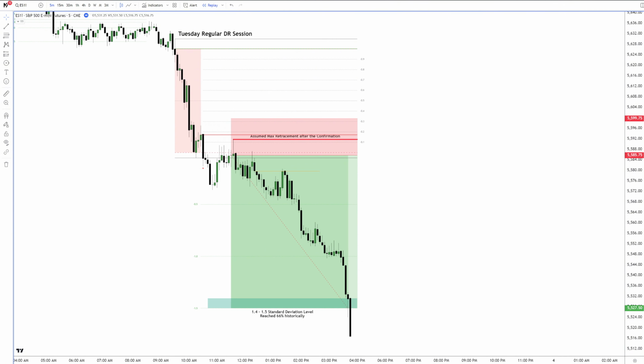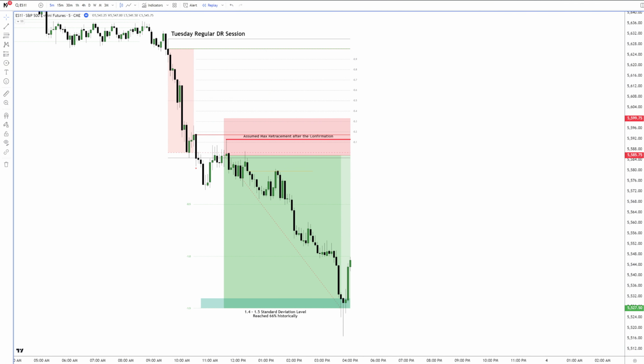The session comes to an end and the target has been met. This is how you stack confluences in your favor. Always be prepared and ahead of the game. There was literally no excuse to not take this trade even without data.